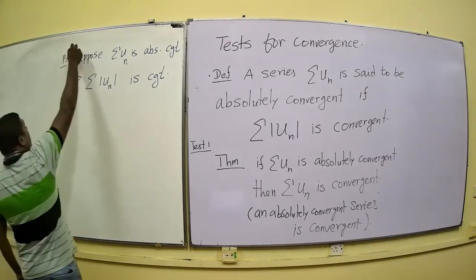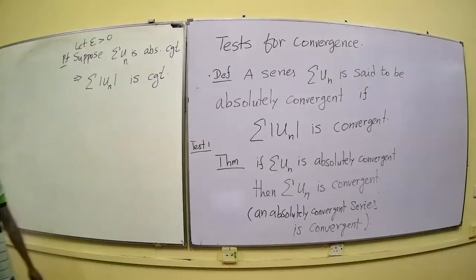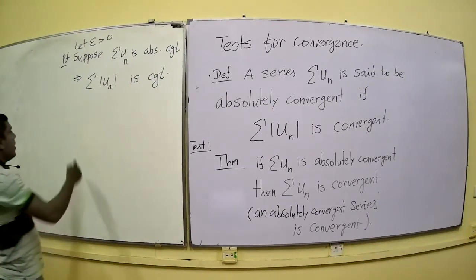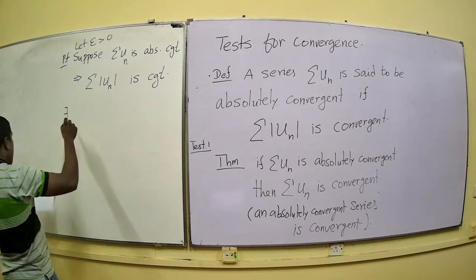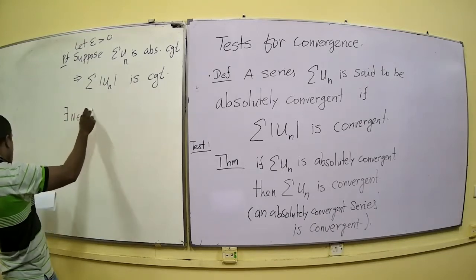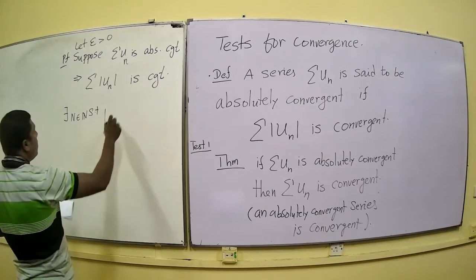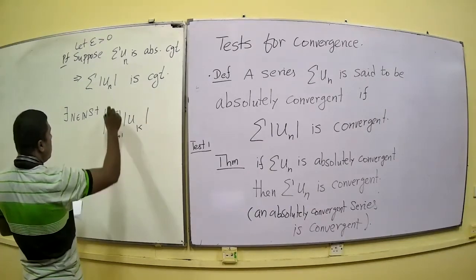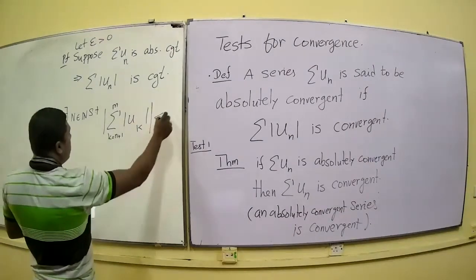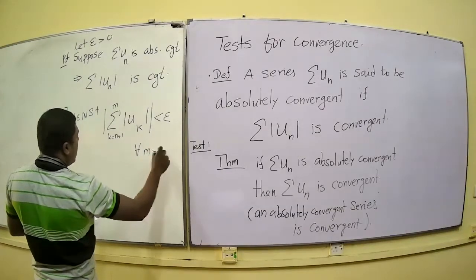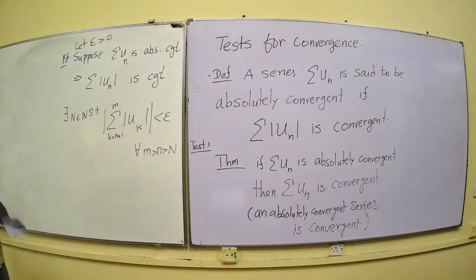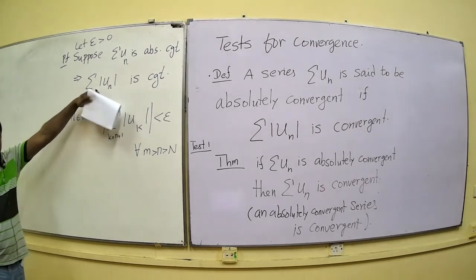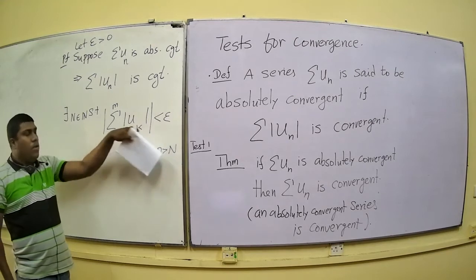Obviously, you will always start with epsilon positive arbitrary. That's the standard way of starting a proof here. Then there exists n belonging to the natural numbers such that the absolute value of the summation of uk, k running from n plus 1 to m, is less than epsilon for all m bigger than n. You know the Cauchy criterion: whenever a series is convergent, you can write down the Cauchy criterion. Now the series of absolute values is convergent, so you write the Cauchy criterion for the absolute value of u.